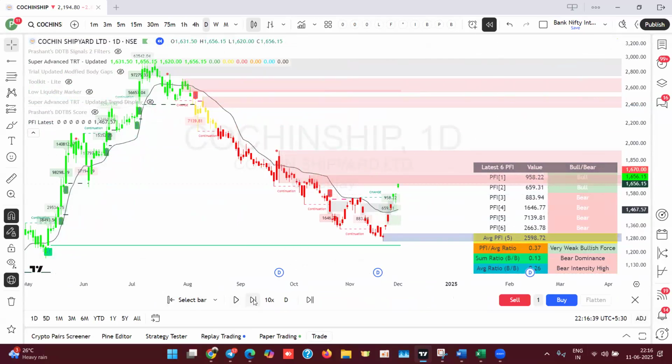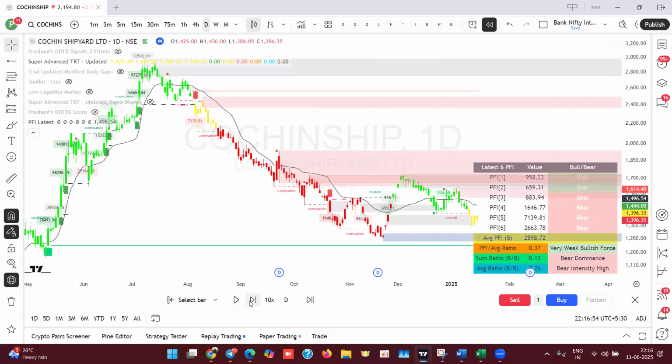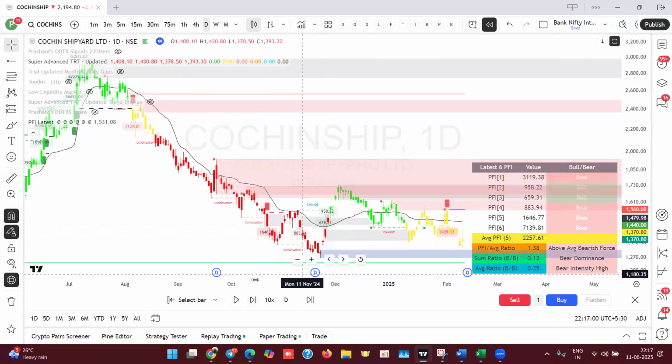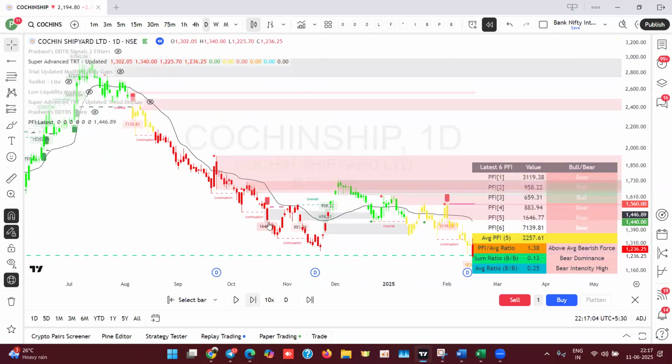Even though it is breaking out, the bullish force is very weak. It's not strong bullish force. Even in this PFI, very weak bullish force. So this is the reason of having a breakdown. It hit the stop loss.